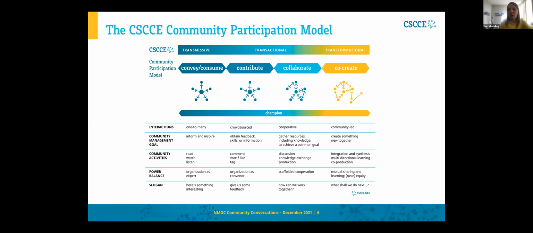So what we see here on this framework is that essentially we have information flow that moves from a transmissive mode. So in convey, consume, the community manager or the host organization is pushing out information. So we might imagine this as being a weekly or a monthly newsletter or blog posts letting folks know about updates about things that have happened in the community. So that's really all about transmission, pushing information out.